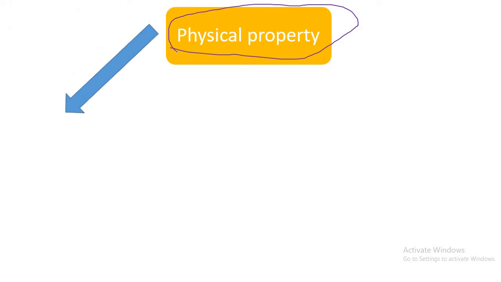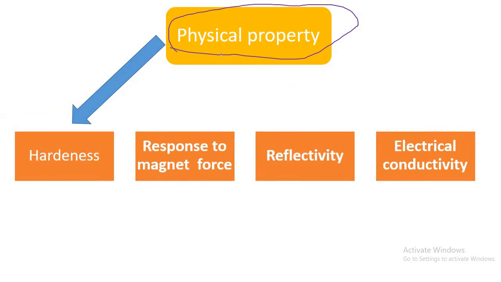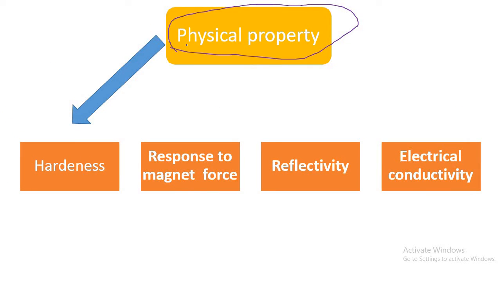Today we're going to continue with matter, and I want to talk about physical property. So what's meant by physical property? Can you tell me? I said it before. Excellent. Physical property is the property that you can observe and measure without changing the kind of matter itself.